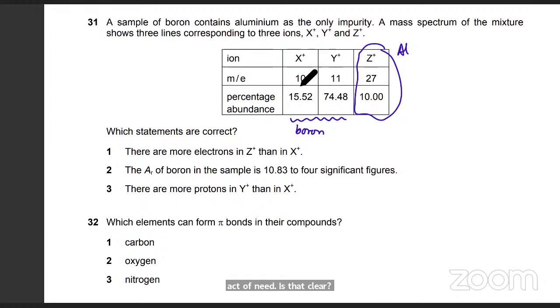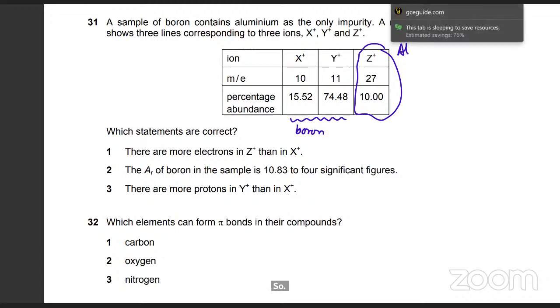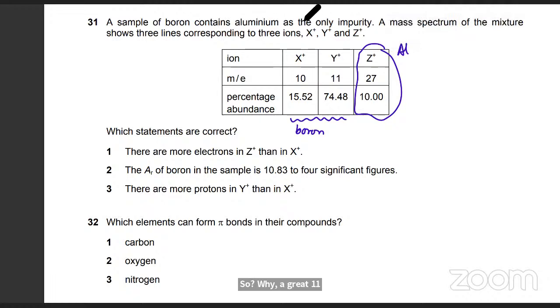Sir, how did you decide that this is boron and this is aluminium? Mass, right? Look at aluminium in the periodic table. If Y is 11, it can't be Na. It's a mixture of boron that contains aluminum as the only impurity. So it's either boron or it's aluminium. Okay.